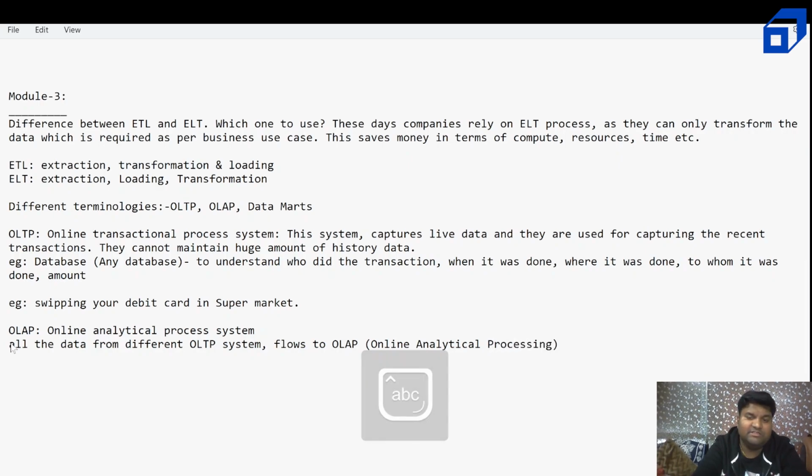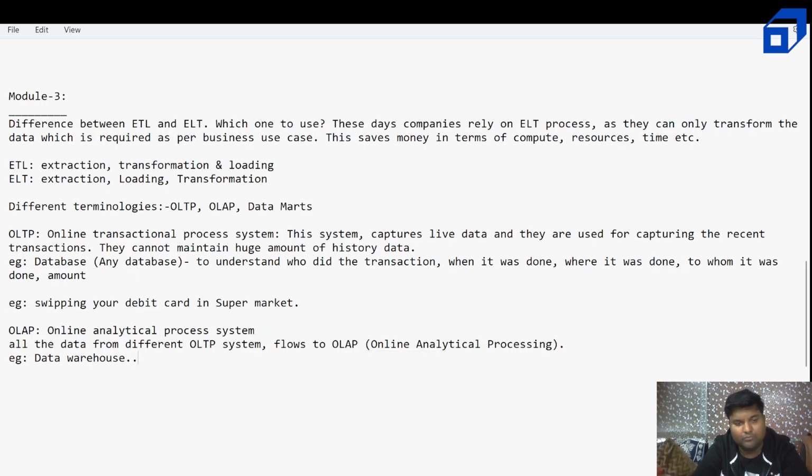Analytical itself means it is used for performing some analysis. So an example is a data warehouse. So what is a data warehouse? I'll explain both database and data warehouse in depth, because when someone is working in data engineering, they need to understand and connect why a data warehouse is used.